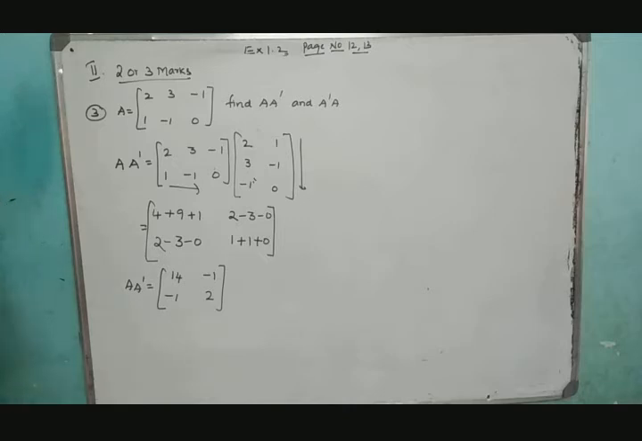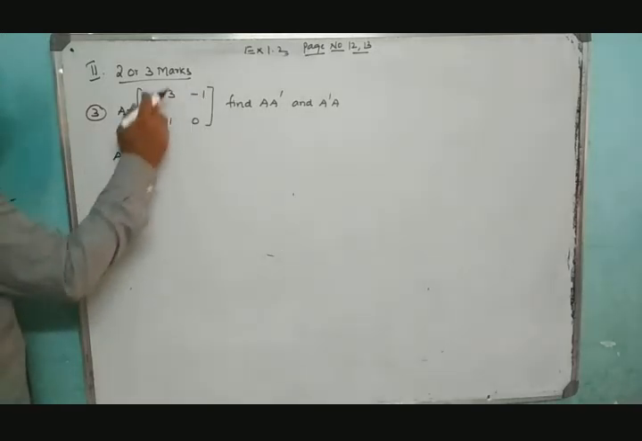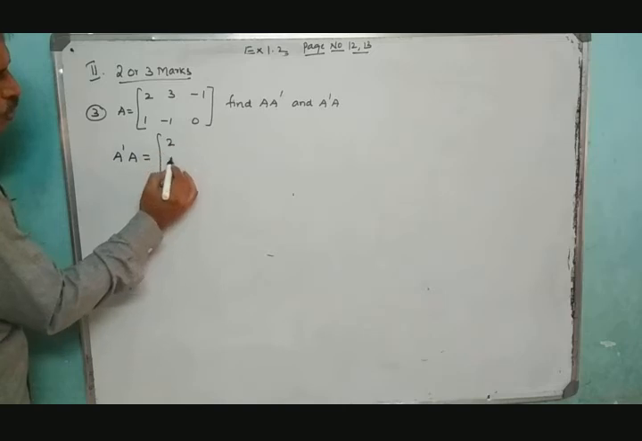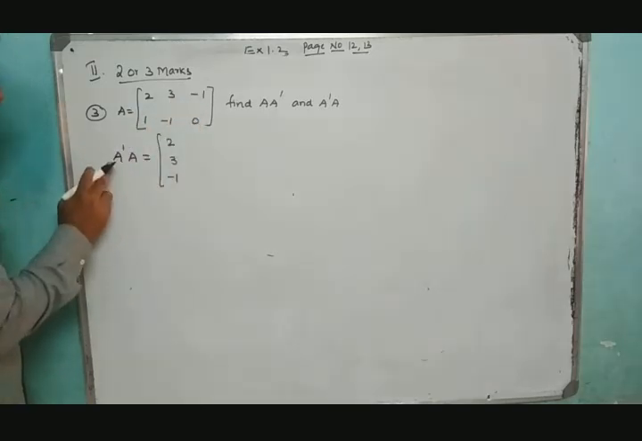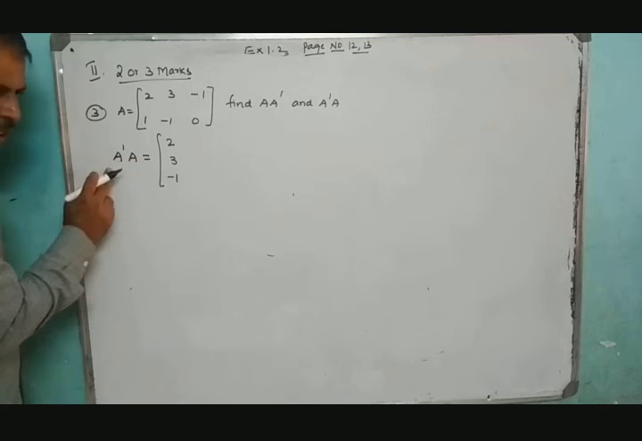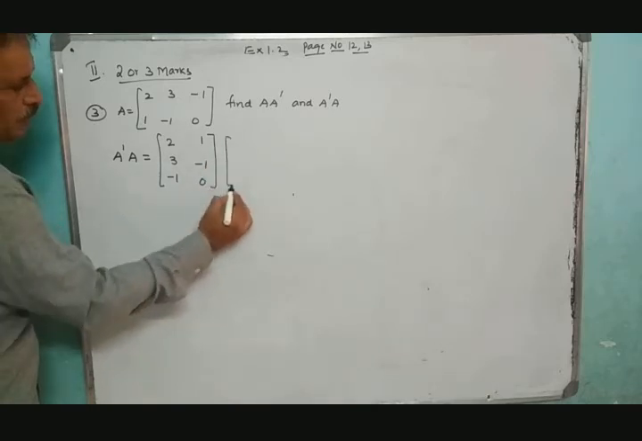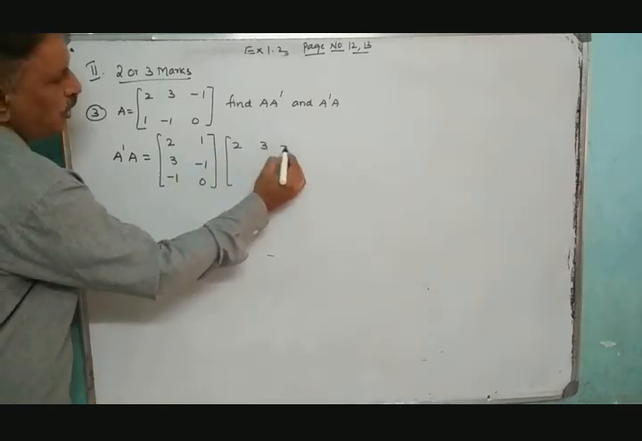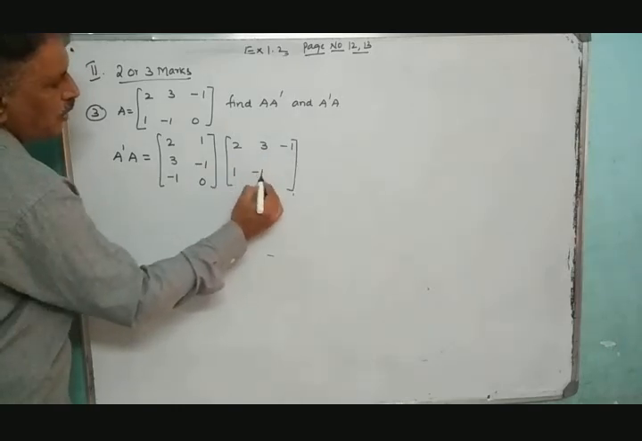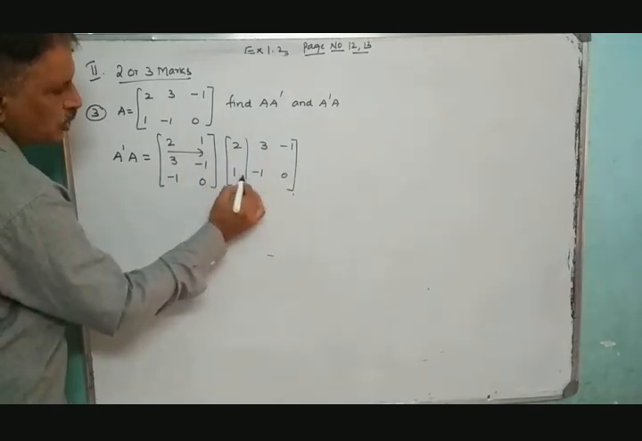Next, we will take A transpose A. Okay, first you copy down this one. Next, A transpose A. So this is the given matrix. I should write the transpose of it. 2, 3, minus 1. First row will become first column. I am writing A transpose first, because he has given A transpose first, then A. 1, minus 1, 0. Next A. A is what? 2, 3, minus 1. 1, minus 1, 0.